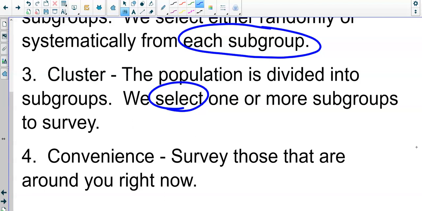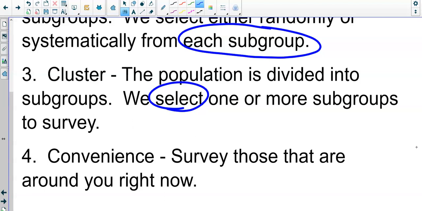Okay? So a convenience survey is surveying those of you that are around you right now. Like again, you could go down to the cafeteria and you could conveniently survey everyone that is in that cafeteria because they are a captive audience. They are there right then, right now. So that's what a convenience survey is.